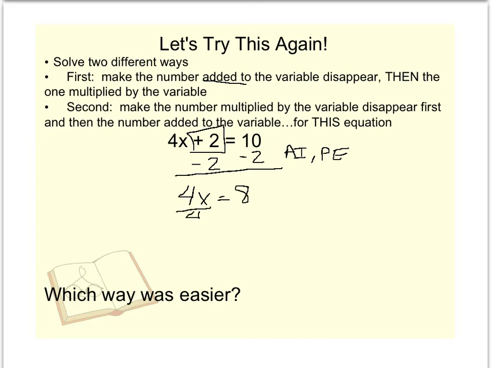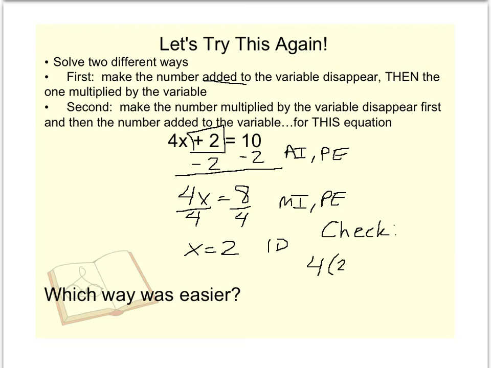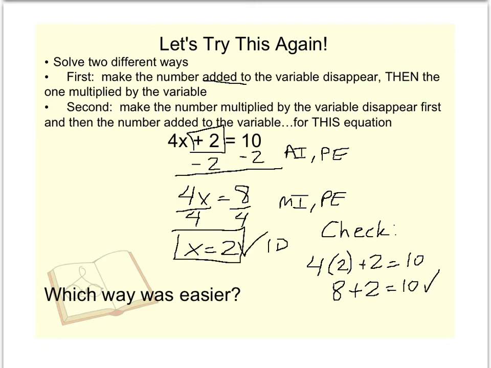Using our multiplicative inverse property to multiply both sides by 1/4 or divide by 4, we will get that x equals 2 by our identity property. Let's check our work though. We have 4 times the value of x, which is 2, plus 2 should equal 10. Well, does 8 plus 2 equal 10? Yes, it does. So we know that this solution is good.